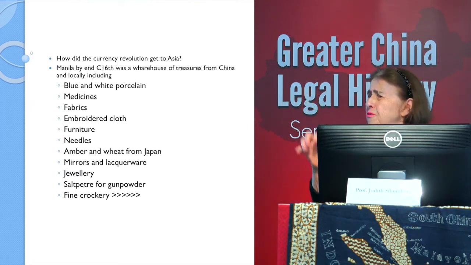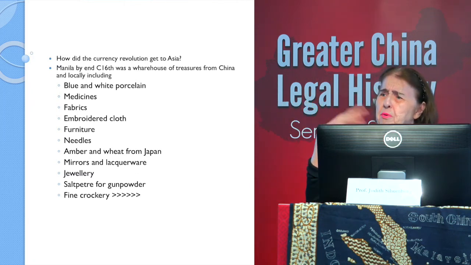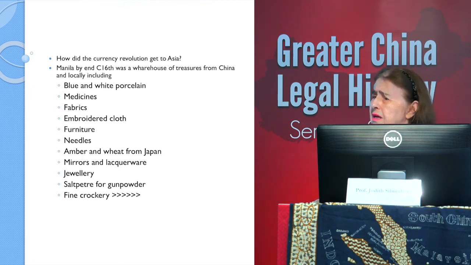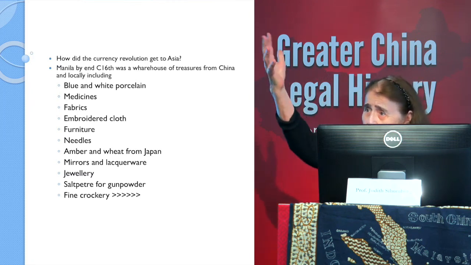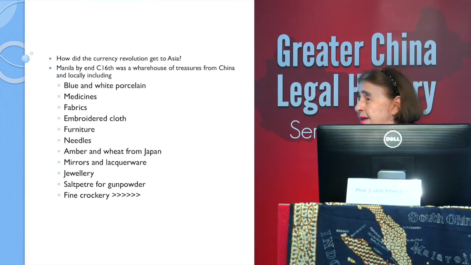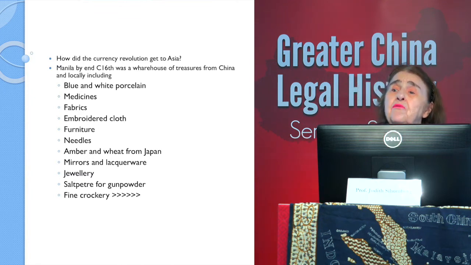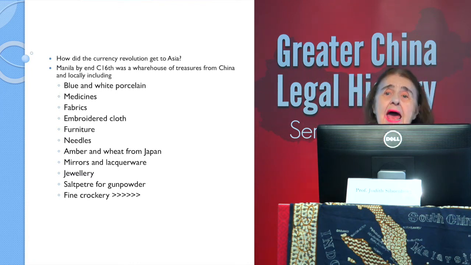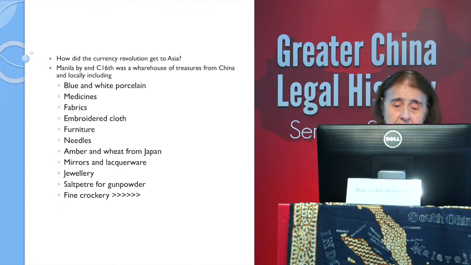But there were a lot of these voyages. It wasn't as if people had brains enough to pick the best people to sail the ship. So this is what went: blue and white porcelain, medicines, fabrics, embroidered cloth coming down from China in the warehouse, getting on the ship, furniture, the big ship or small tables, needles. Now, originally needles were made from tortoise shell, and now they're being made with metal. Amber and wheat from Japan.